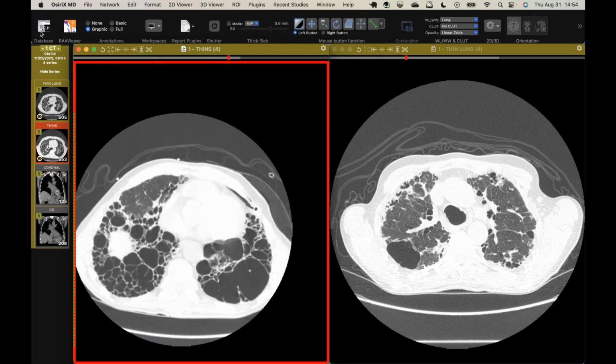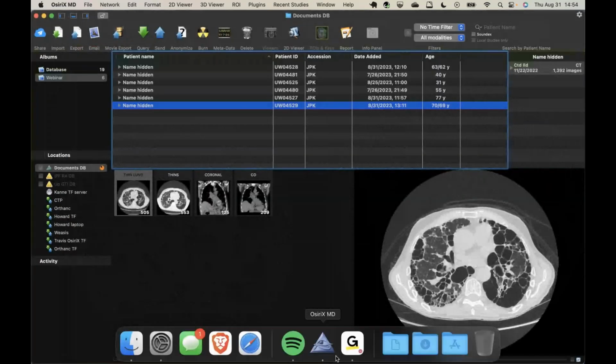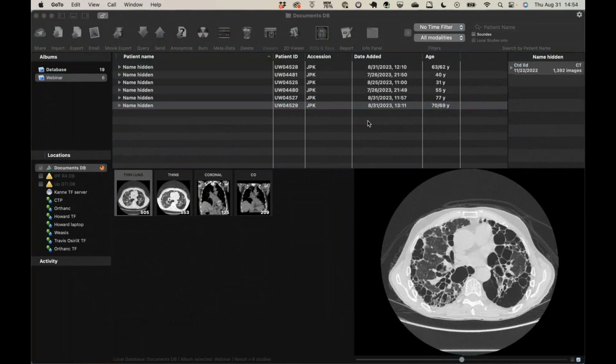So anyway, those are my cases for this week. We had some good cases, and it's just about the hour. I don't think anyone else joined us, so we'll call it a day.